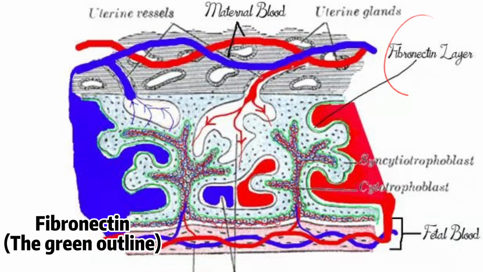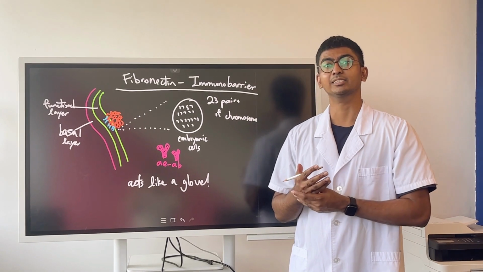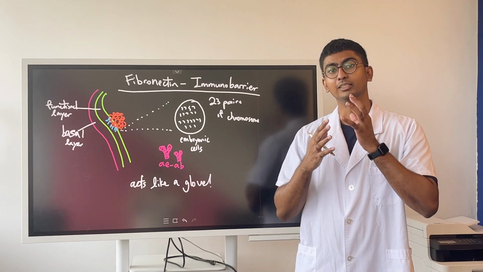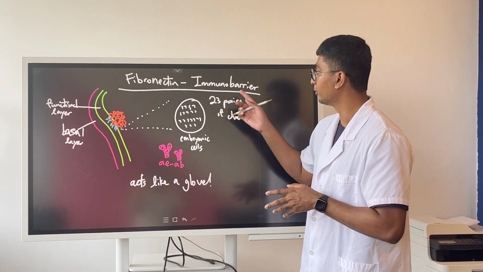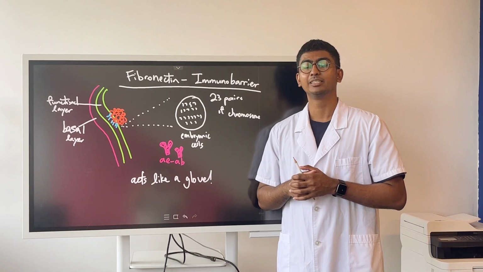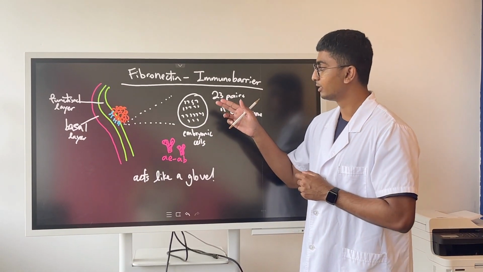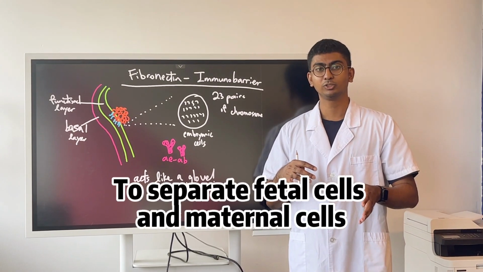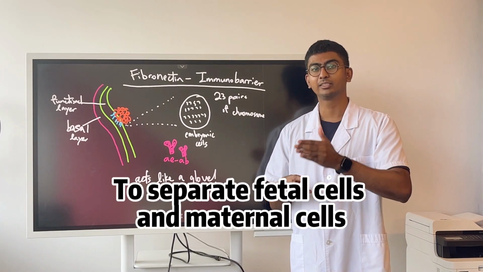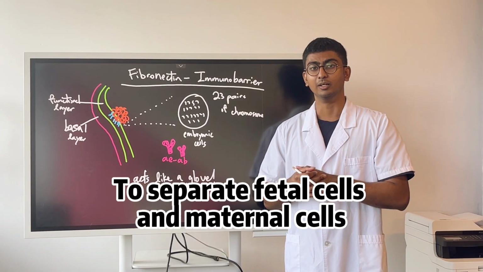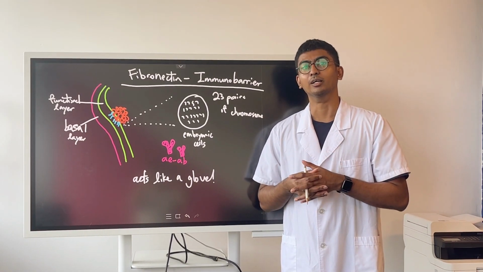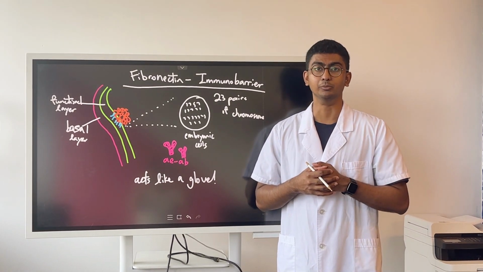The immunological barrier can be very similar to a glove when we submerge our hands in water. So although the hand is completely submerged, the hand is still not wet. So the immunological barrier, which is the fibronectin, carries the same function. It protects the embryonic cells and separates them from the mother's cells. So there's no direct exposure or contact between the maternal cells and the embryonic cells. And this is how the embryo protects itself from the mother's immune cells.